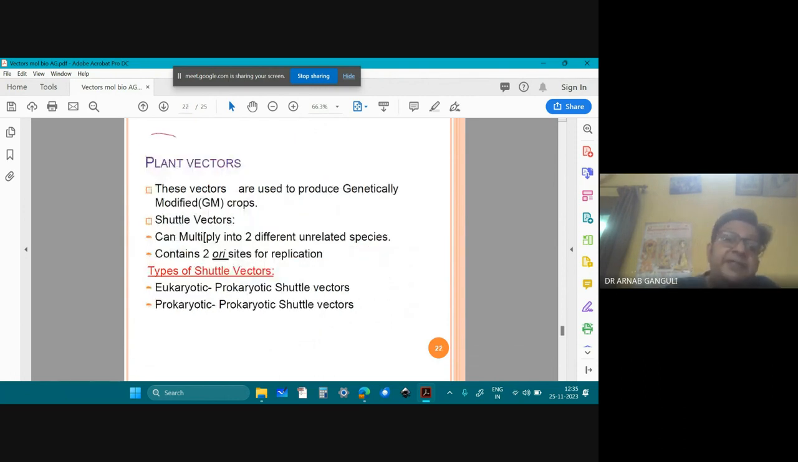Then you have plant-based vectors. They are used for making genetically modified crops. They are shuttle vectors. They can grow both in eukaryotic plants as well as in bacteria. That is why it's a shuttle vector. It can multiply in 2 different unrelated species and contains 2 origins of replication, one for, say, plant, one for, say, bacteria. There are 2 types of shuttle vectors, eukaryotic and prokaryotic. With prokaryotic shuttle vectors, from E. coli you can infect Bacillus thuringiensis.